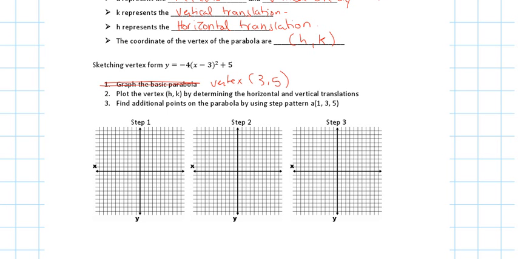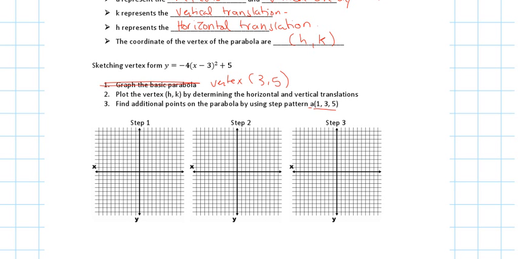My regular step pattern is 1, 3, 5. Now, because I have the a value, that's going to affect the step pattern. So remember, step pattern is a times 1, 3, 5. So in this case, my step pattern is -4 times 1, 3, 5, which becomes -4, -12, -20. That means what? I'm going to go down 4 over 1.